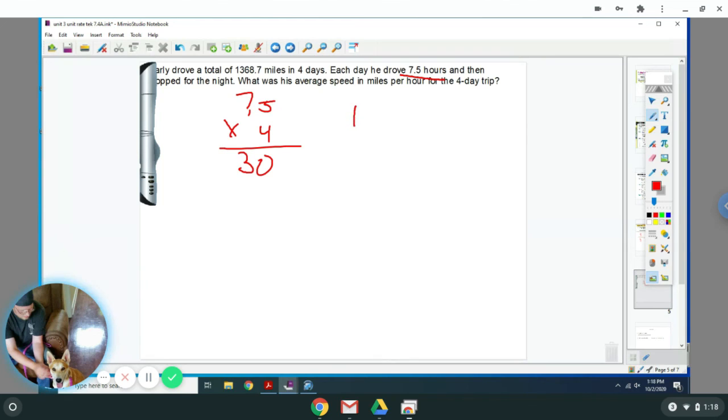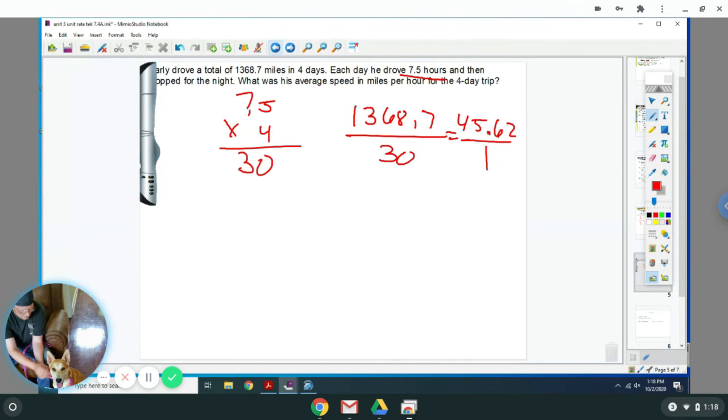In those 30 hours, he drove 1,368.7 miles. So we want to figure out how much he drives in 1 hour. So you're going to take 1,368.7 and divide it by 30. And you get 45.6233 repeating. So he was going an average of 45 miles an hour. He was not going that fast. And that is it for unit rates. Thank you, guys.